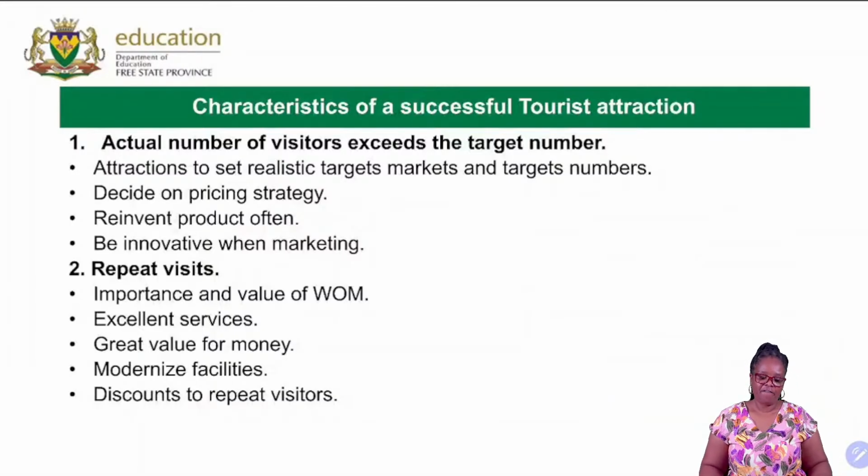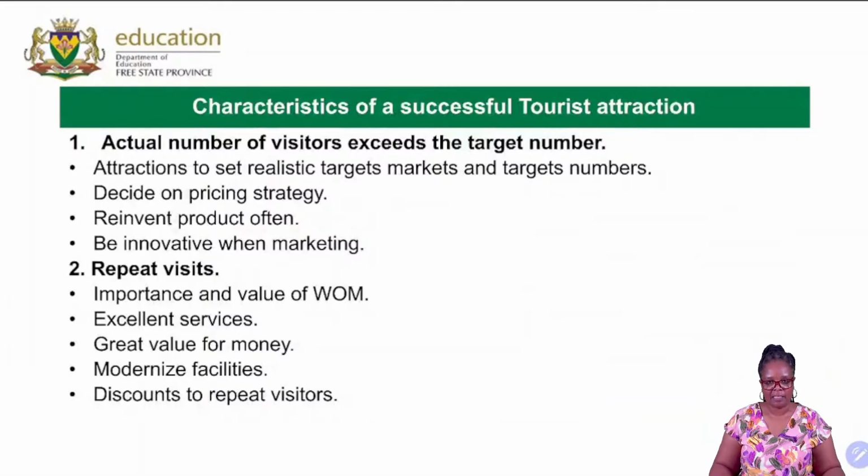Now I want us to look at the characteristics. The characteristics of a successful tourist attraction. Remember, we talked about the factors, what they need to do to be successful. But now I want us to look at the characteristics. When you look at that tourist attraction, what do you see that makes it a successful attraction? These are the characteristics. Already they have implemented the factors, the 8 factors that we have talked about.